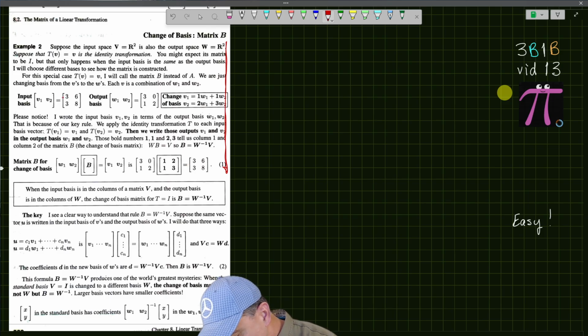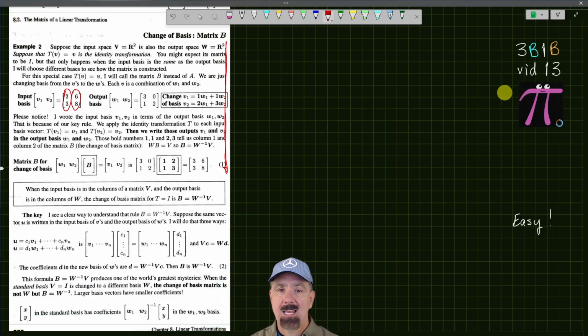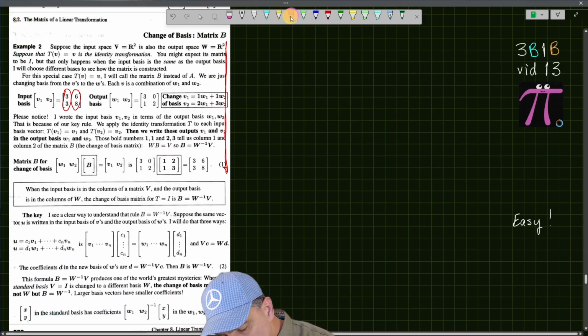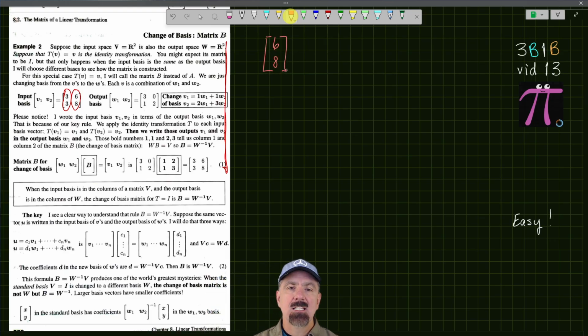What I want to do is explain what I think is the issue with Strang's conversation in this portion here. So he tells us that the input basis is going to be (3, 3) and (6, 8). But what do we know? Right? When we have the vector (6, 8), that isn't really the vector.